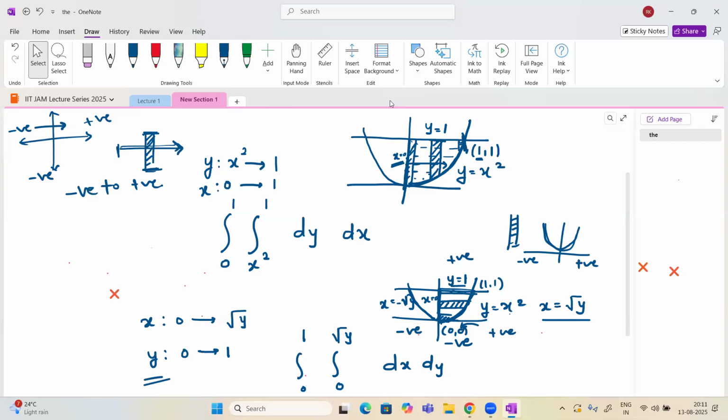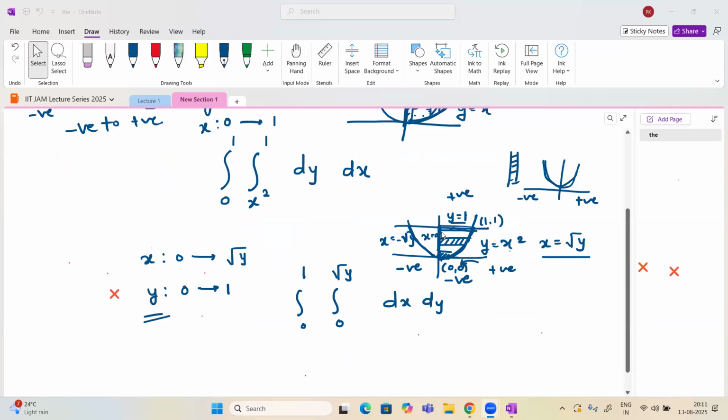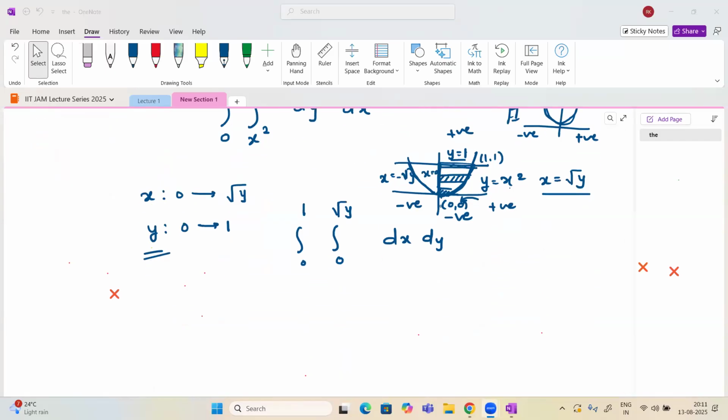Any other doubt? Sir, how do we know when to take a horizontal strip and when to take a vertical strip? Okay, it depends on you actually. It's our choice. You can take a horizontal strip or a vertical strip. But see, if your choice makes the problem difficult, in that case you need to change the strip. Getting? Just like in the previous example we discussed.